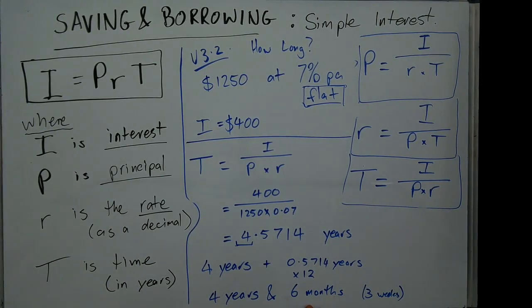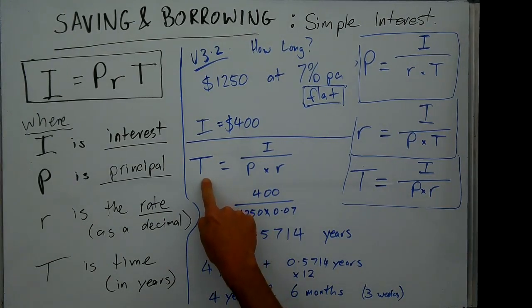So I worked it out in years, but then this bit could probably do with converting the proportion into months. And then you could probably take what's left and turn it into days. Okay, so that's that example where we're working out time.